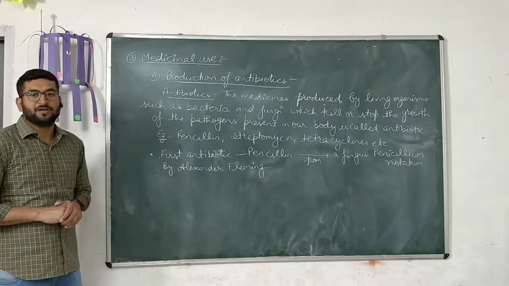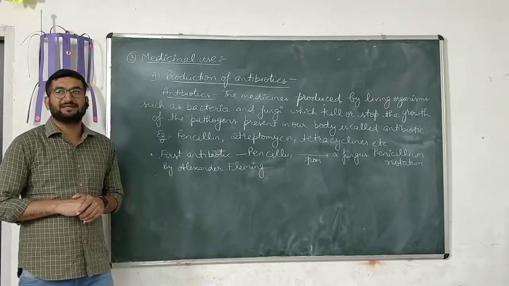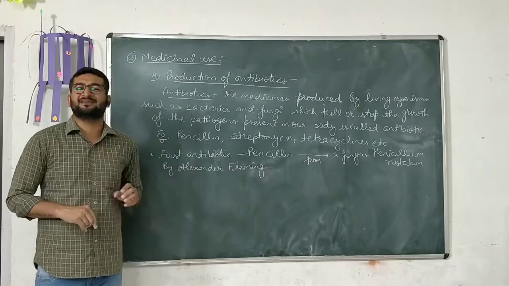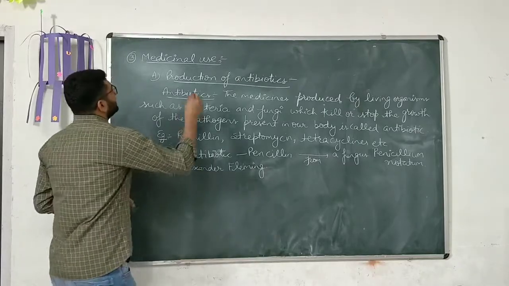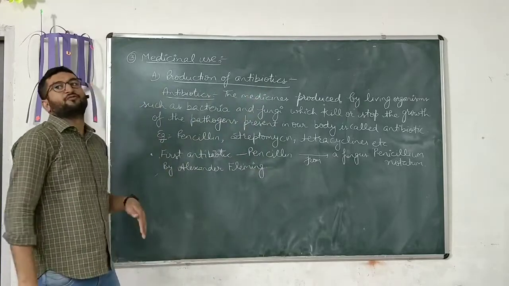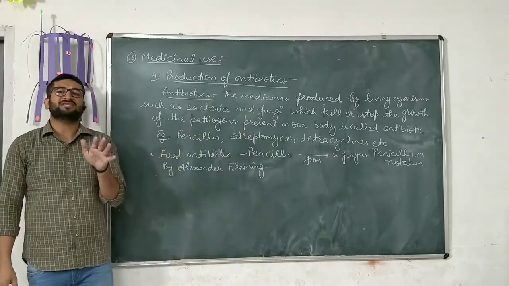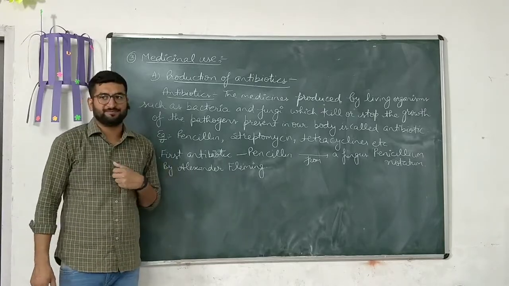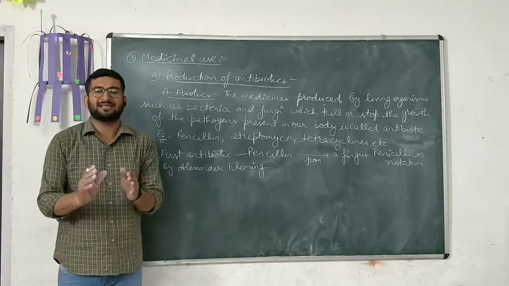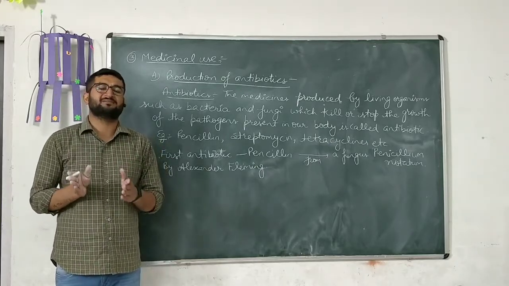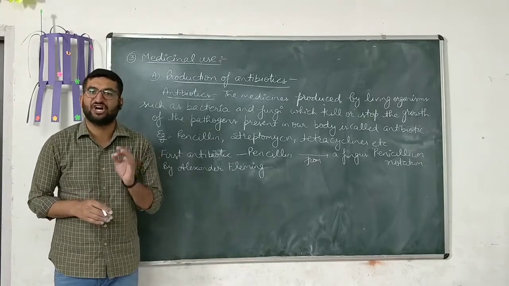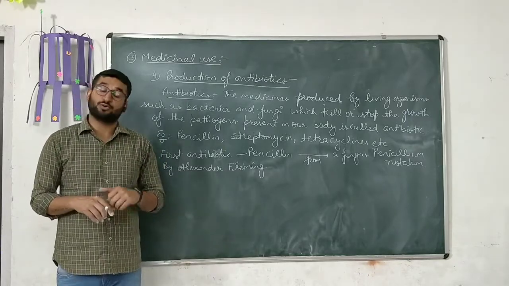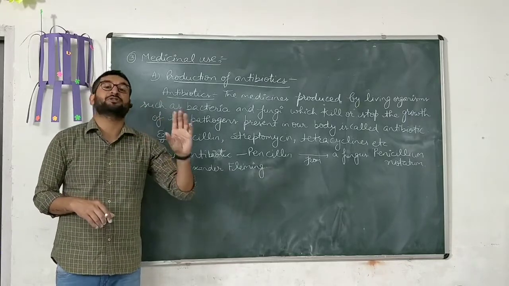The next use which we are going to study is in the medicinal industry. In the medicinal industry, the first use which we have to study in detail is the production of antibiotics. Before studying that, first we'll discuss what antibiotics are, how we get them, how we produce them initially. What are antibiotics? Antibiotics are the chemicals which are produced by certain microorganisms, especially bacteria and fungi, which are used to kill the pathogens. Now the question arises again, what are pathogens?